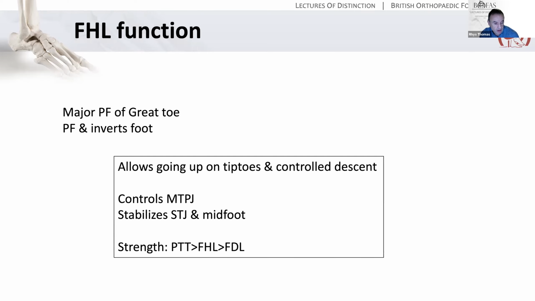With regards to strength, the posterior tibial tendon is stronger than the FHL, which in turn is stronger than the FDL, and that can be important to know when you're considering tendon transfers.